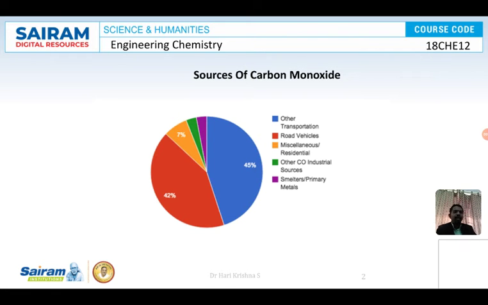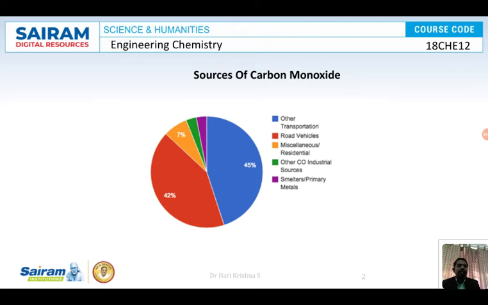The sources of carbon monoxide are represented by the chart over here. The main source of carbon monoxide, 42%, is road transport. Almost 45% is because of smelters and primary metals, and almost 7% is because of miscellaneous and residential, and a smaller contribution is due to other industrial sources. But the major contribution is because of road vehicles, that is automobiles, smelters, and residential. The other things are minor contributions.